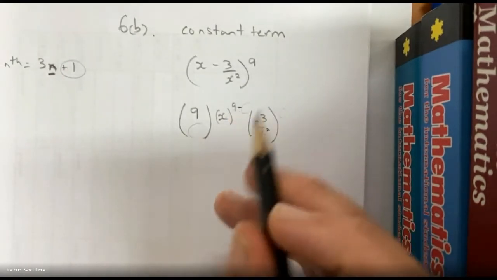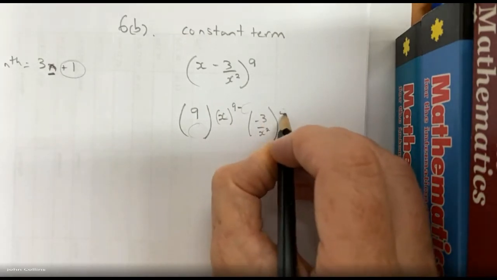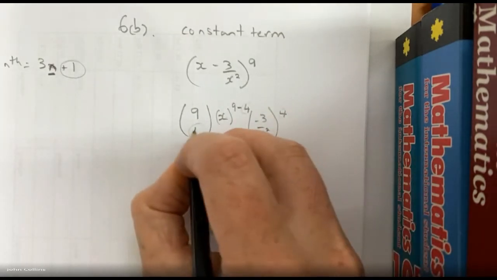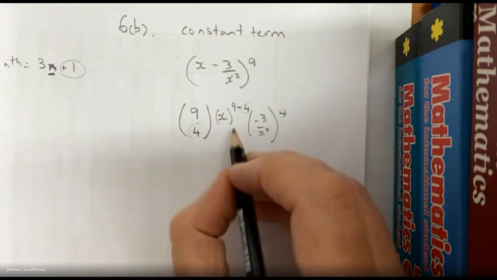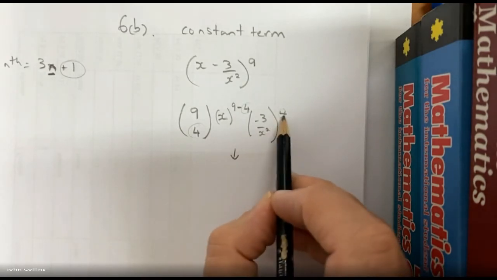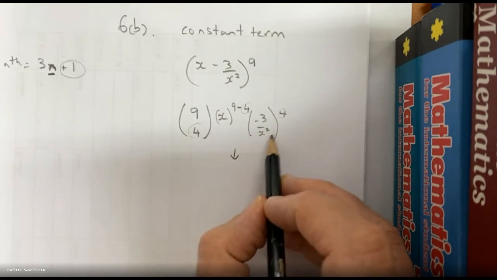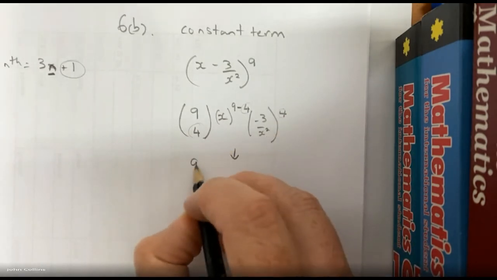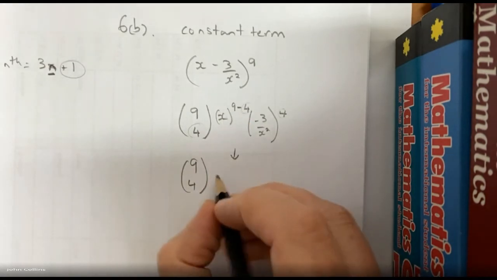Well, let's test. Let's have a guess. Maybe it's 4. So maybe it is the fourth, not the fourth term. Maybe the fifth term. Maybe it's the fifth one. Let's see what that works out as. 9 choose 4. We won't do that now in the calculator. We won't think about that. We'll just look at the x powers.